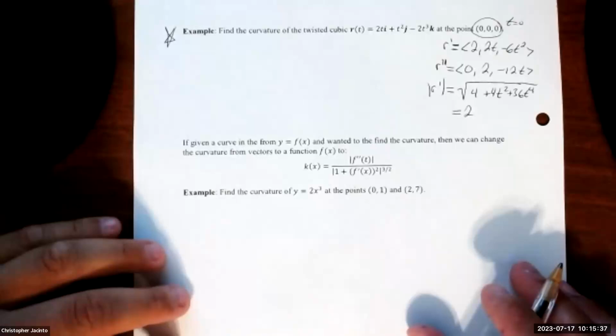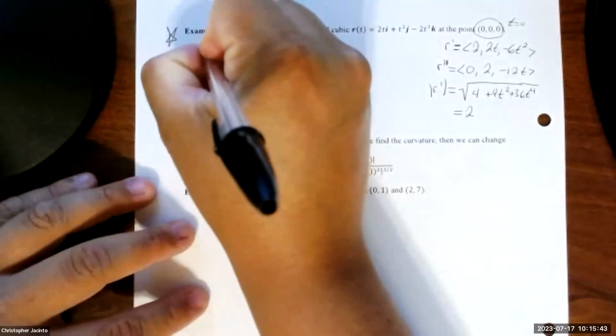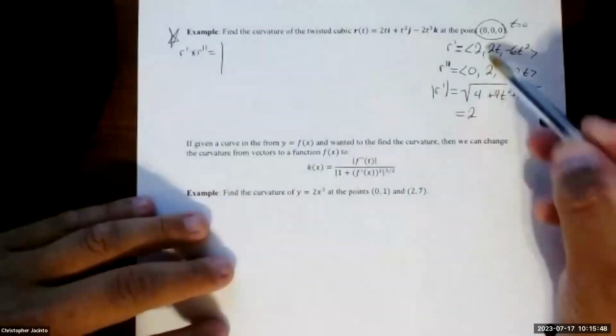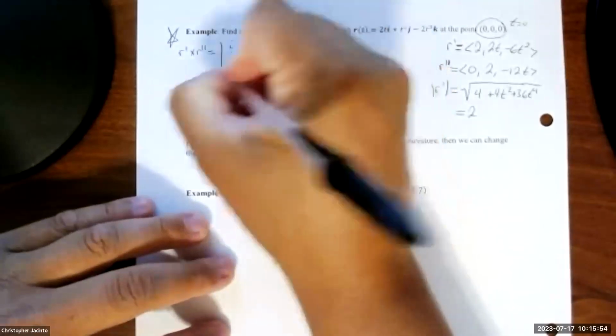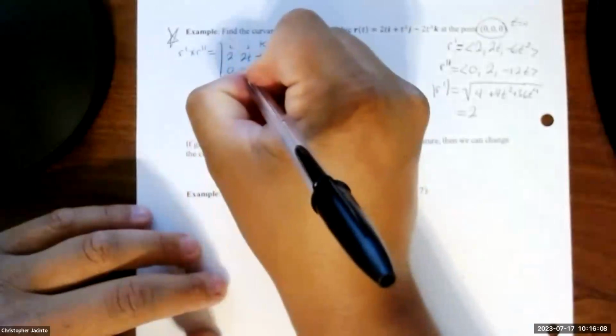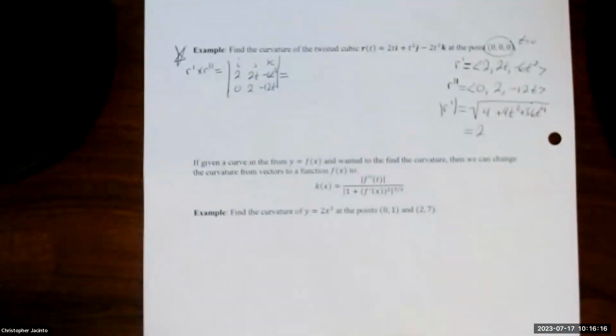So now we find the cross product of r prime and r double prime, the two derivatives. I know what you may think, you want to just plug it in and call it a day, but I want to show you guys how the cross product will be played out with these two, just for this example. So r prime, so 2t, and then negative 6t squared. And the derivative, 0, 2, and then negative 12t. Okay. And then we just find the cross product, right? Just like the old-fashioned way you did it.